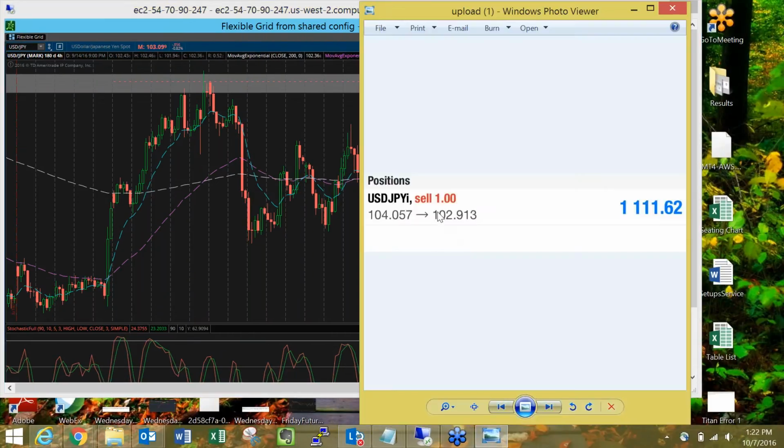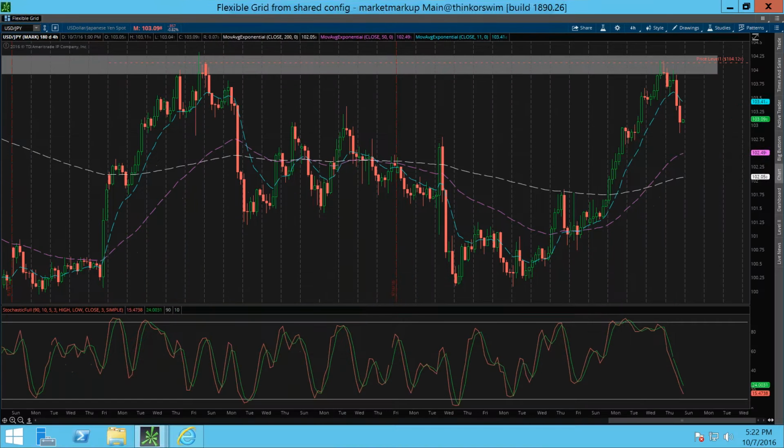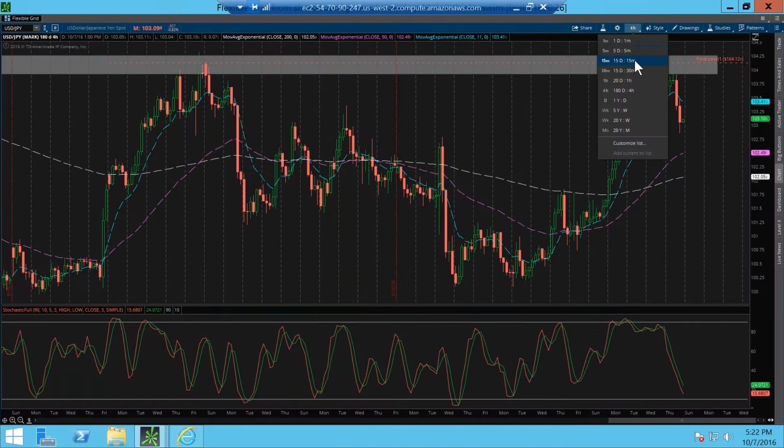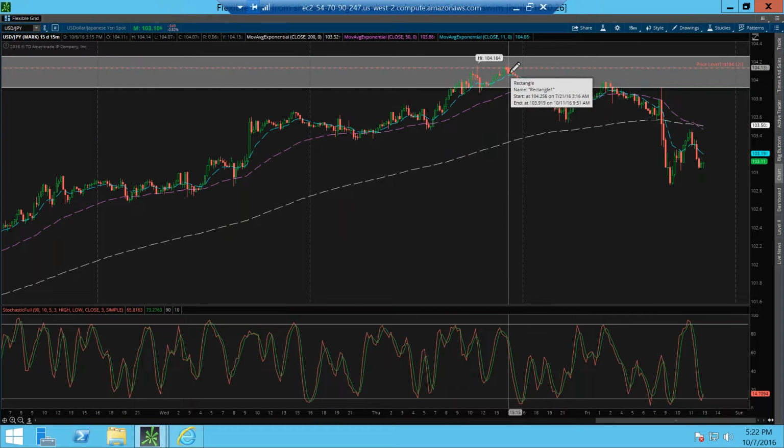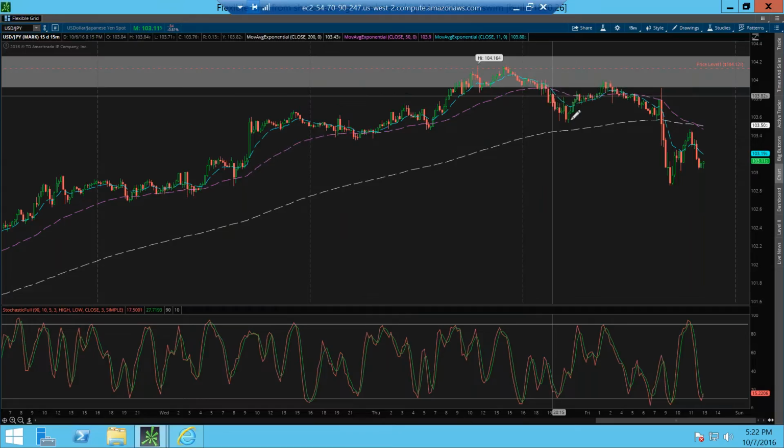I don't think it was perfect. I think I had a little bit of drawdown, 104.057, so it wasn't perfect. But if we go down to a 15-minute chart, you can see that my entry was just about 057. So it was just about here. So once I saw the rejection off of that level, that's when I got in.